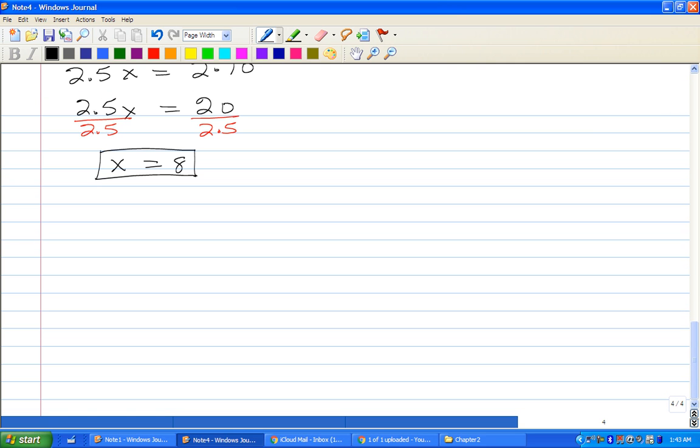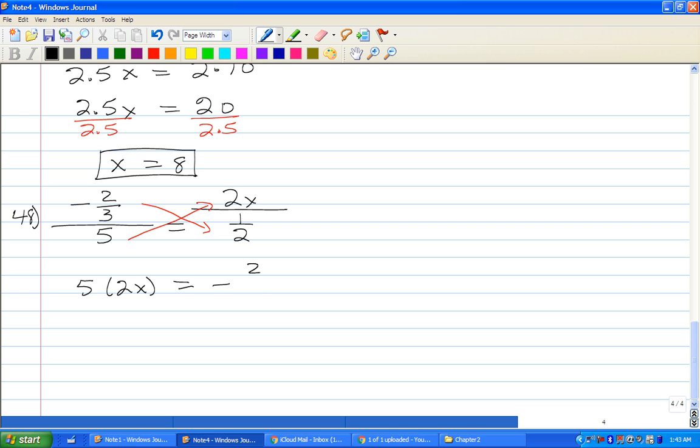Let me do problem number 48. Negative 2/3 over 5 equals 2x over 1/2. So again, let me cross multiply. 5 times 2x, negative 2/3 times 1/2. And so 5 times 2x is equal to negative 2/3 times 1/2.